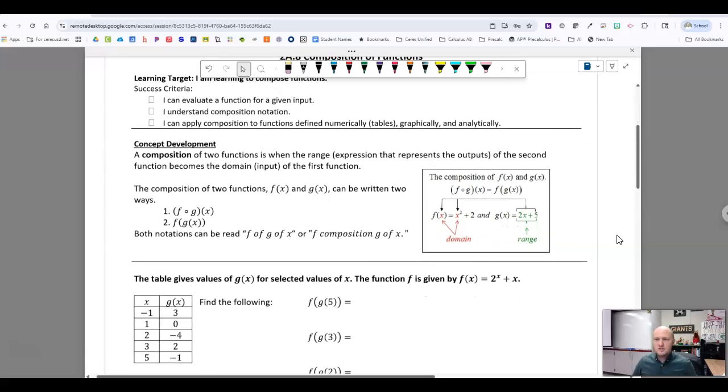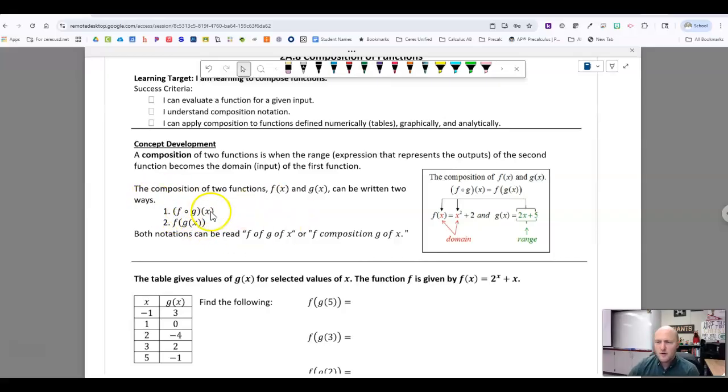Composition of two functions is when the range of an expression that represents the outputs of the second function ends up becoming the domain or input of the first function. Essentially, you have one function embedded within another function. Now, there's two ways that you can see this. We have, again, and they're both pronounced the same exact way, f of g of x. So just notice the difference in notation.